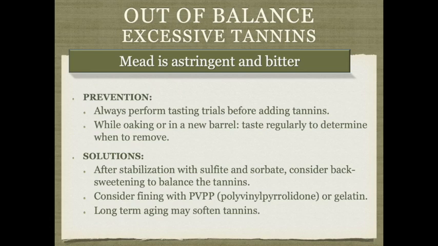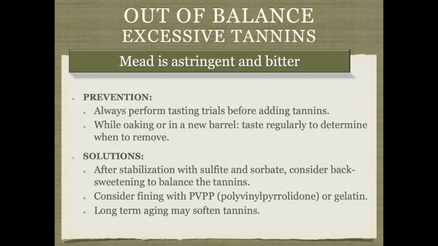If it's more of an astringency, it dries your mouth out, then gelatin would be preferred because it goes after the high molecular weight tannins that tend to cause that. On the other hand, if the problem is more bitterness, then that's the condensed tannins, the small molecular weight tannins, and that is better addressed with PVPP. In some situations, you may want to use both. Another final option is just to age it.